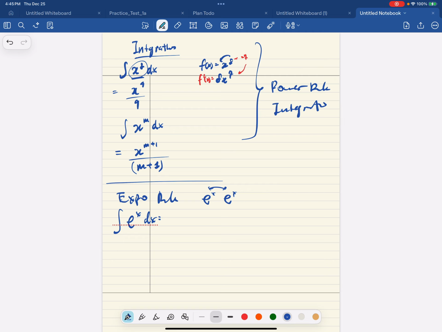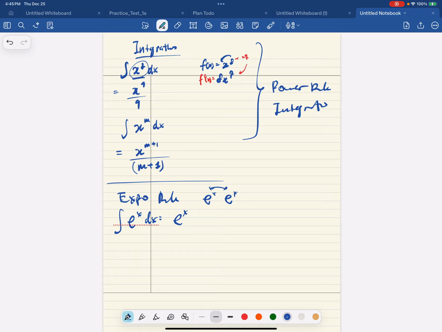And you'll see why ln of e equals 1 will matter, but integrating e to the x dx will just give e to the x. You can prove that because if you derive e to the x, it gives e to the x, and you can do it infinite times, but it's just going to give e to the x always.